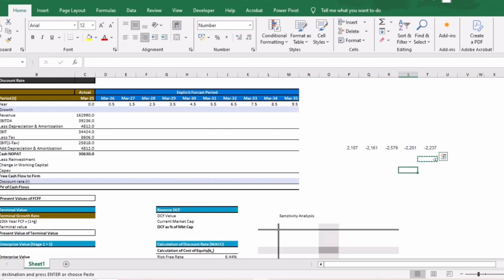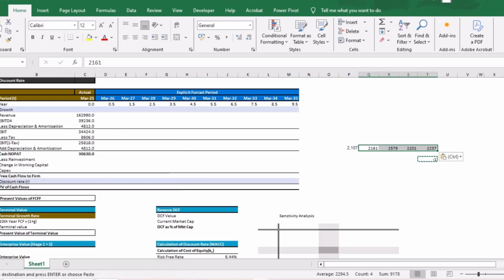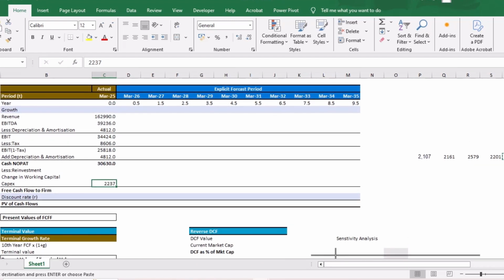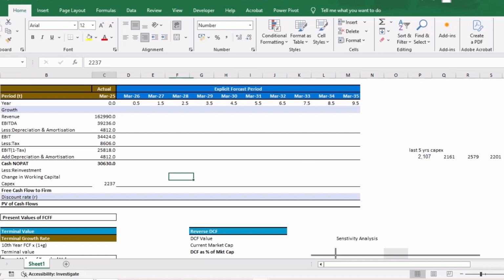So what I will do, I will multiply them with negative one. They will become positive. So this is our capex for FY25. This will be here. Okay. And for next, I will come to this. Remember that we have parked the last 5 year capex over here. Last 5 years capex.